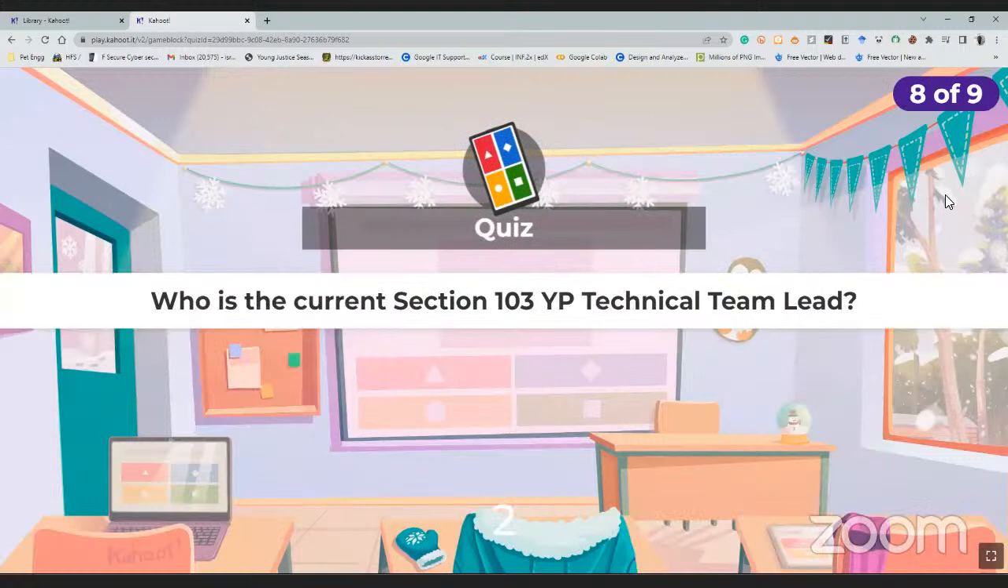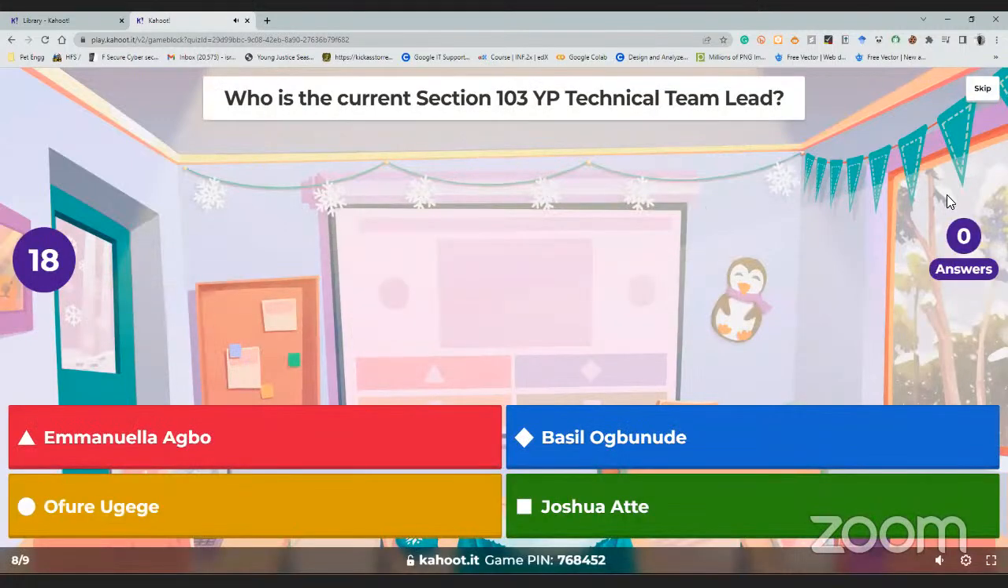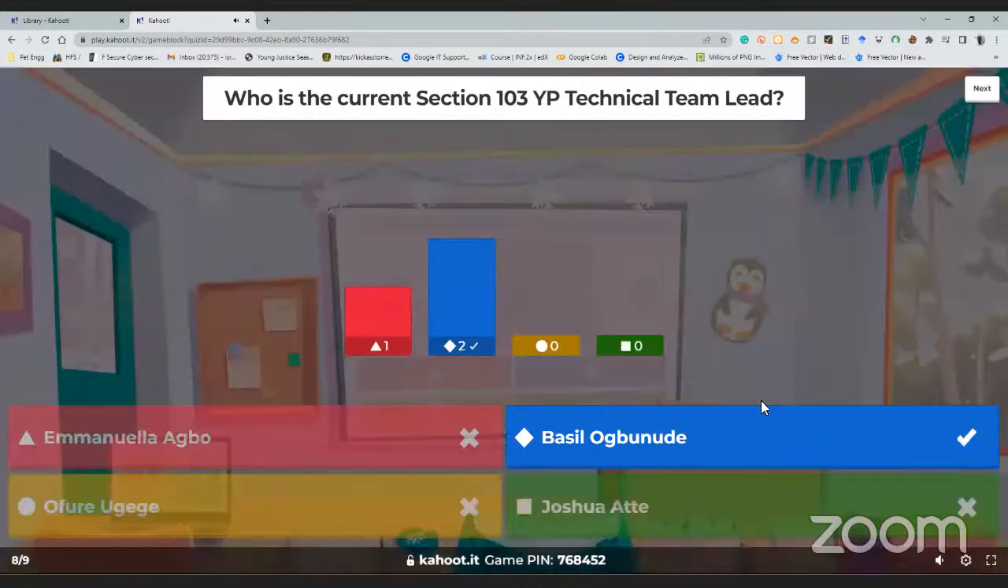So let's go to our next question, second to the last one. So who is the current Section 103 YP technical team lead? We're all supposed to know this. Mr.